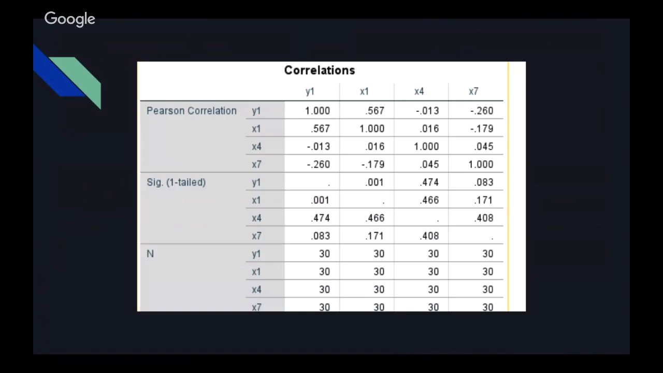In general, with correlation, as we saw in the previous one, X1 is heavily correlated with Y1. But all of the other predictor variables are not necessarily correlated with one another, which is good. You don't want them to be super correlated because then you have multicollinearity.